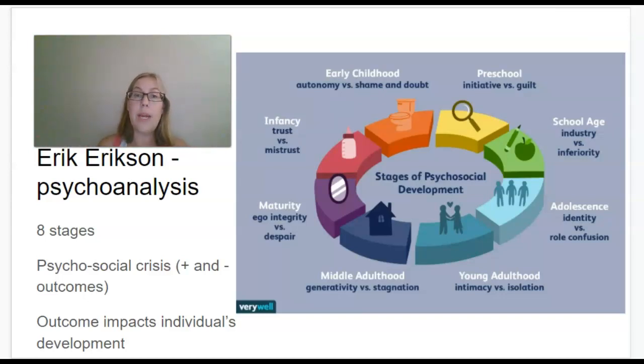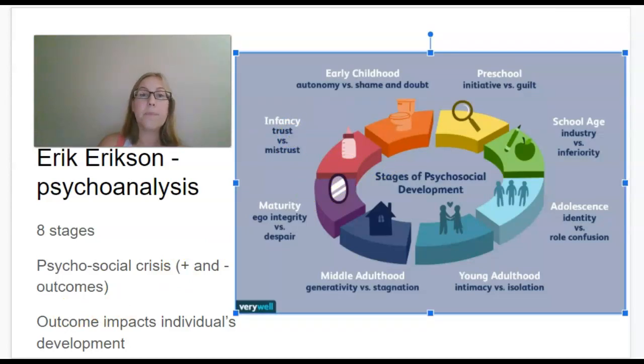And at the end of it, we are either going to leave with a tool in our toolbox, which is a positive outcome, or we're going to leave with some baggage. And so we move through, Erikson's theory is based on age. We move through these. We have these different outcomes, a tool in the toolbox or baggage, and that's going to impact who we are and how we behave. So as an example, you can see in infancy. Infancy is trust versus mistrust.